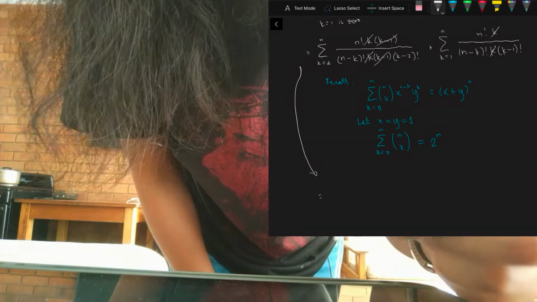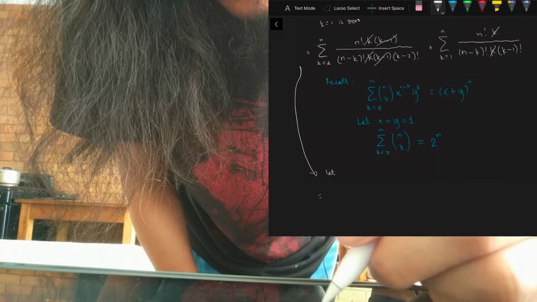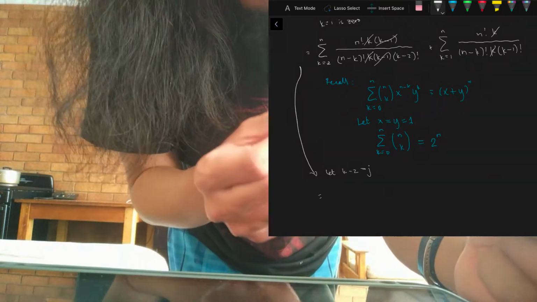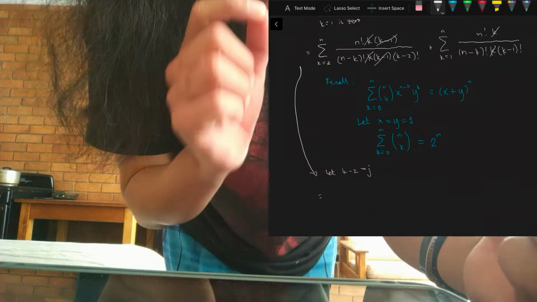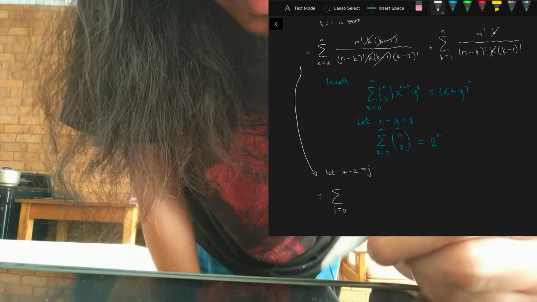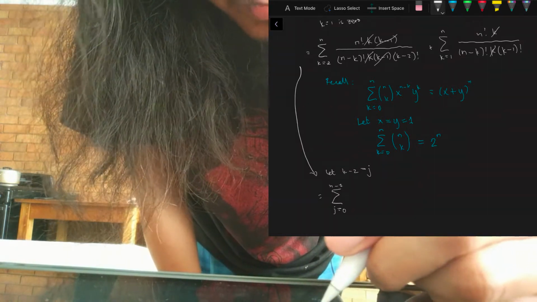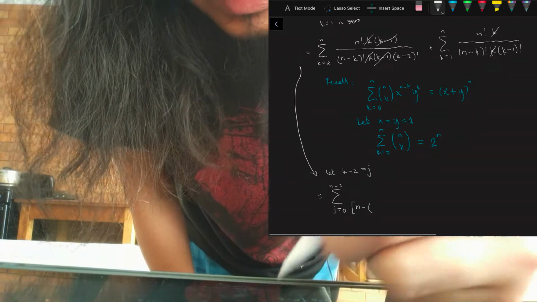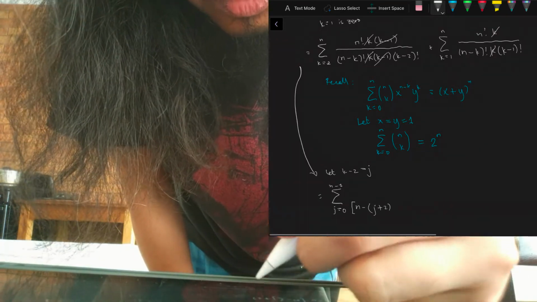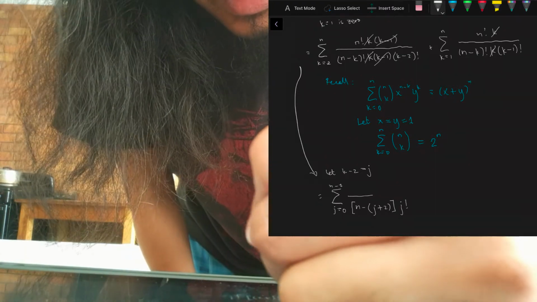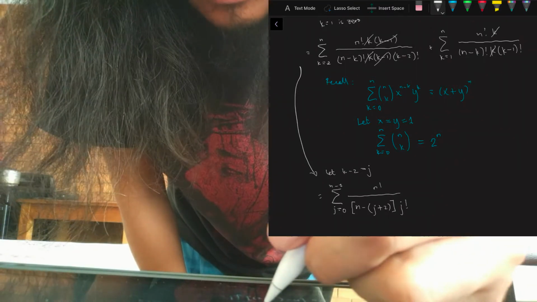For the first term, let k minus 2 equals j. That way our index, instead of k, becomes j, and it starts at 0. So that's the sum from j equals 0, and now it goes all the way up to n minus 2. In the denominator, k is just j plus 2, and k minus 2 factorial is, of course, j factorial. In the numerator, you get n factorial.